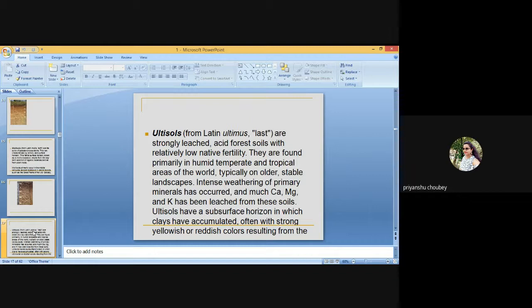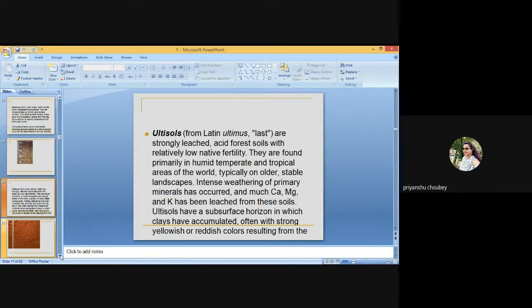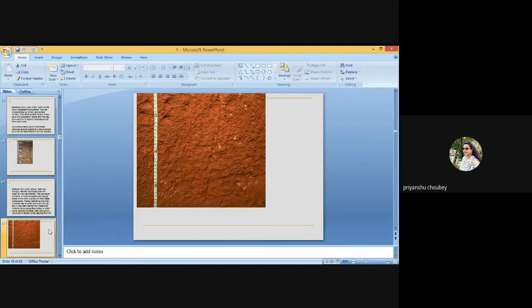Ultisols have a surface horizon in which clays have accumulated, often with a strong yellowish or reddish color. So this is an ultisols picture.